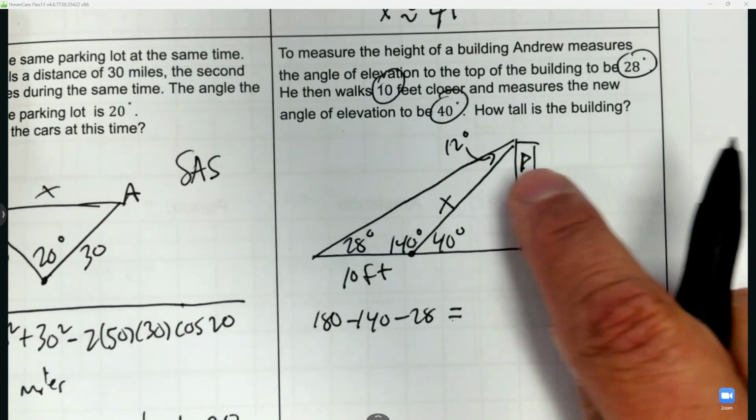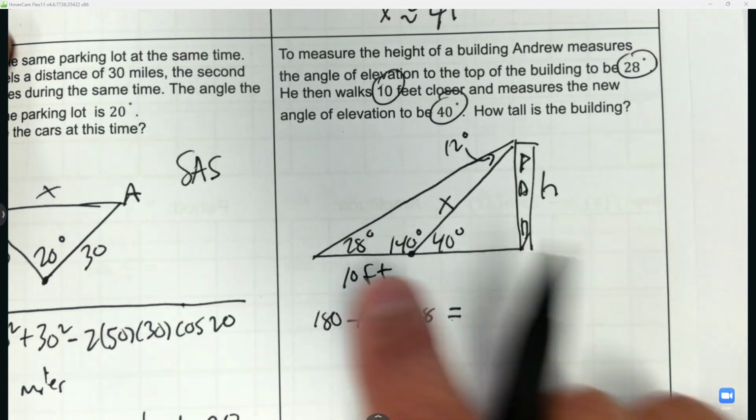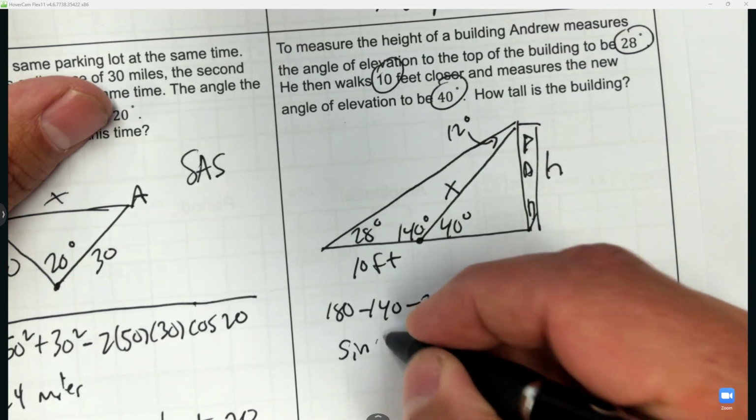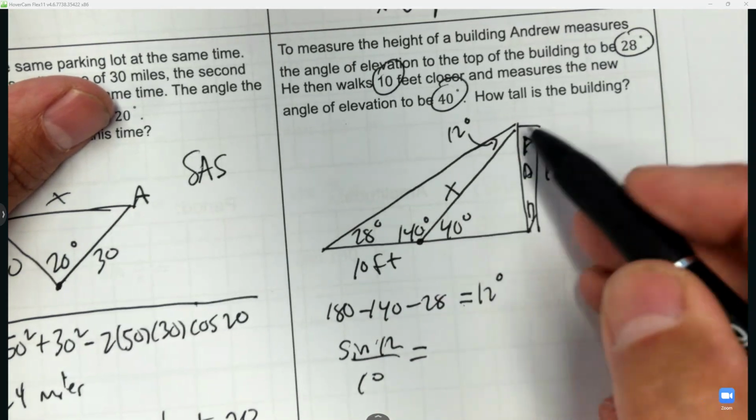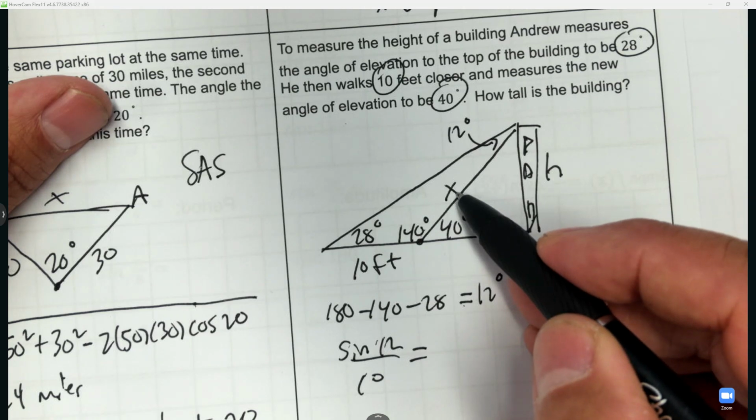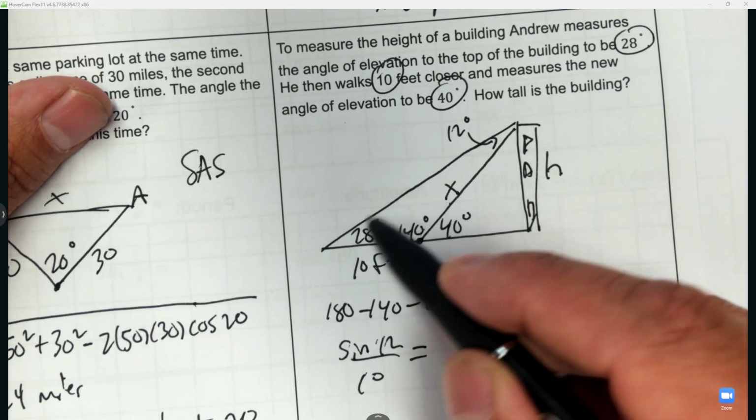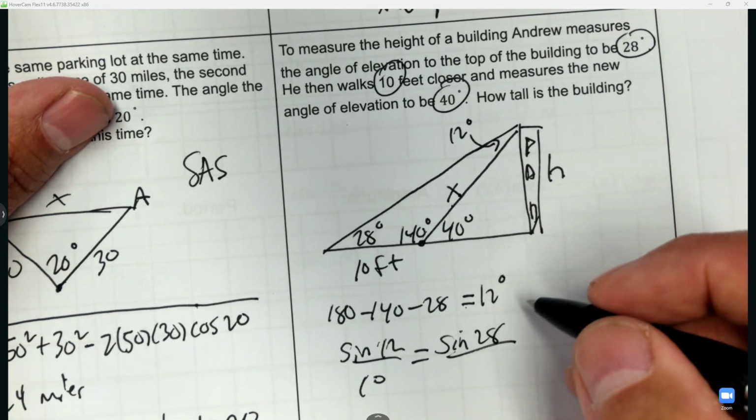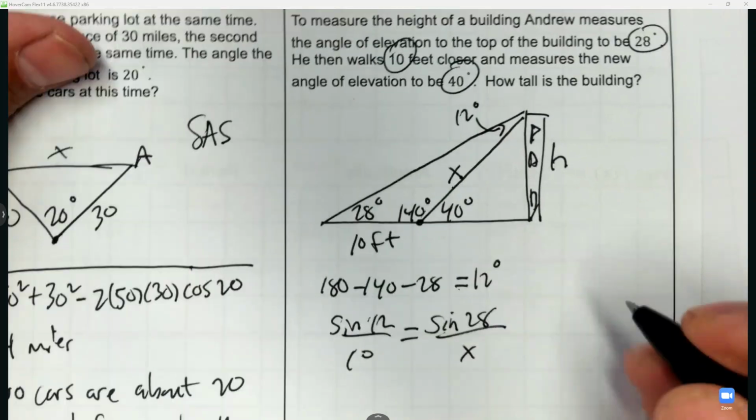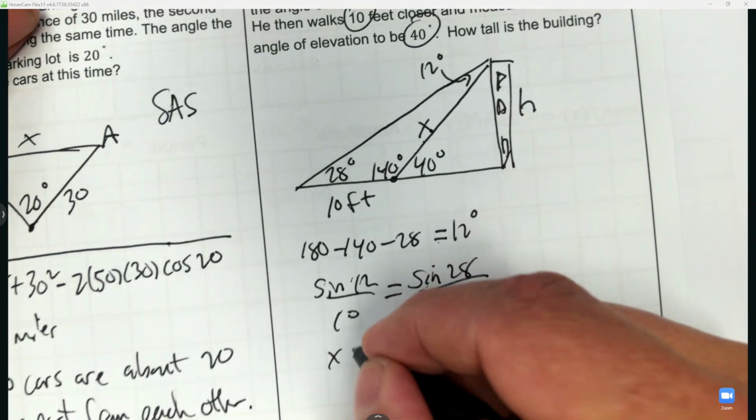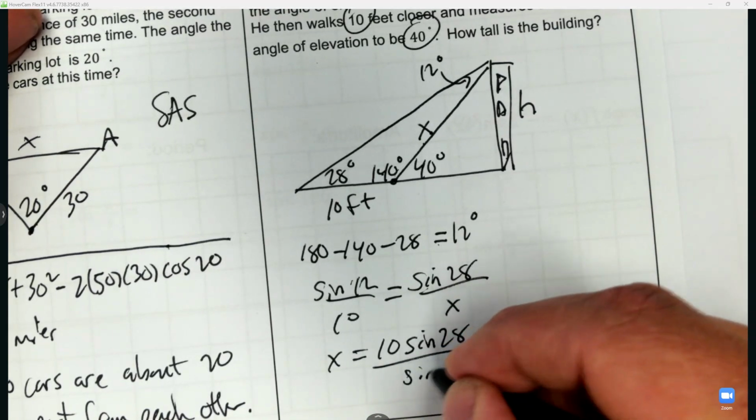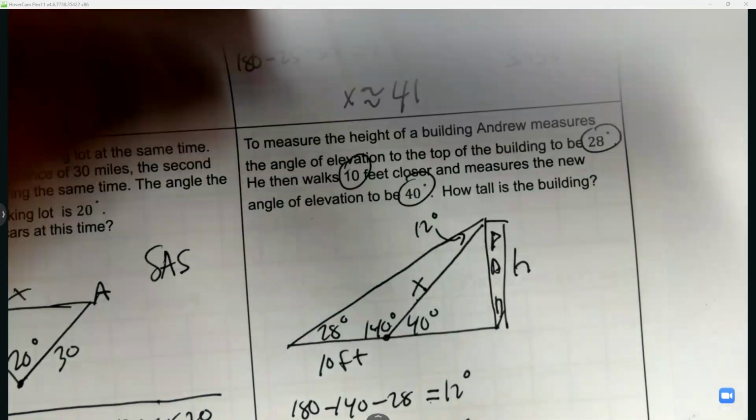Now that angle 12 is important because it's opposite of the only side that I know. So I'm going to go sine 12 over 10. Now what angle is opposite of x? It's not 140, it's actually 28. So we're going to go sine 28 over x, and we're going to solve this. So that means I'm going to multiply 10 times sine 28 and divide by sine 12. And I'm going to type that in the calculator.